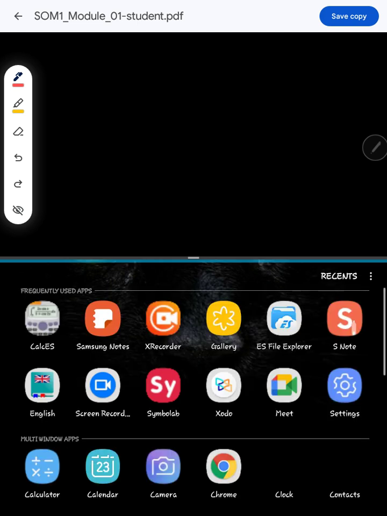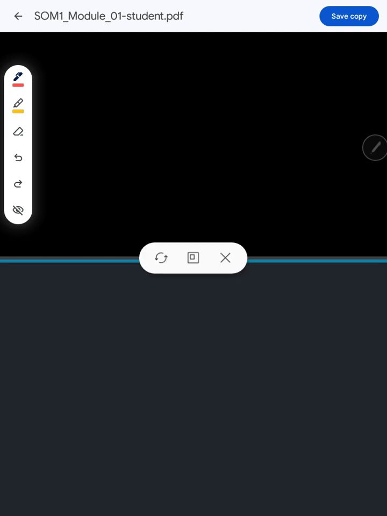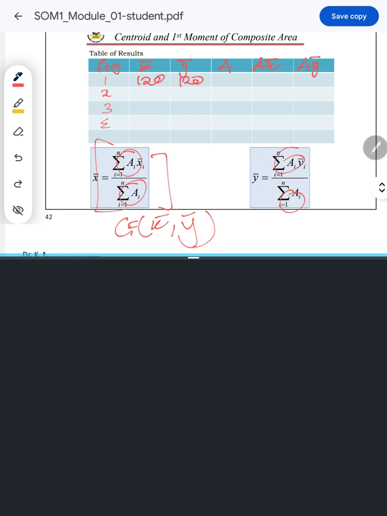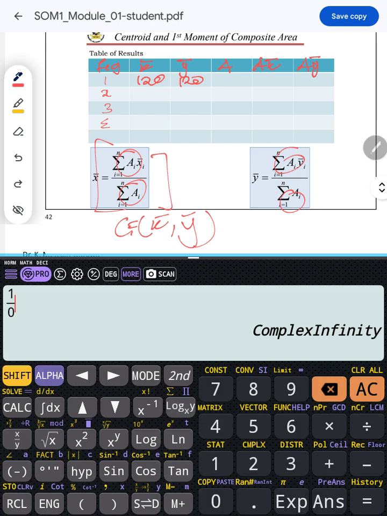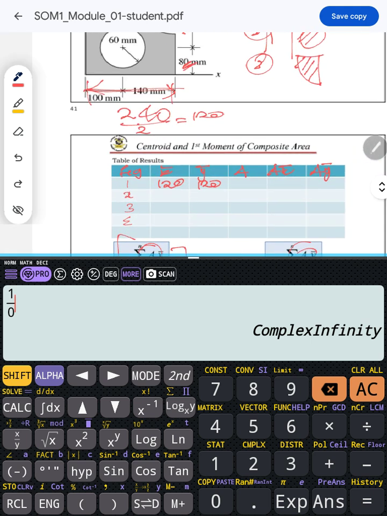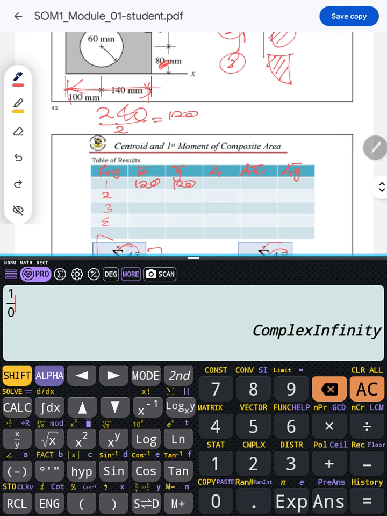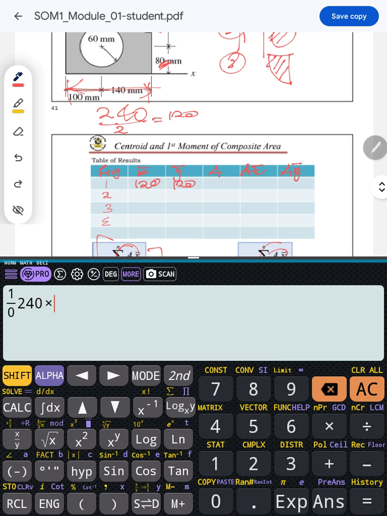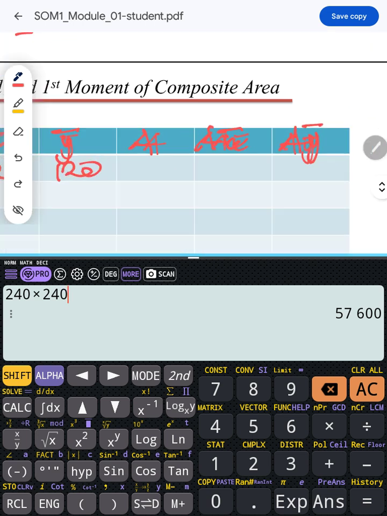And actually using the table makes it easier. It makes your work faster because you have somewhere to write all the data that you are getting. So it's way easier that way. Now to get the area is actually 240 times 240, right? Let's give that 57600.